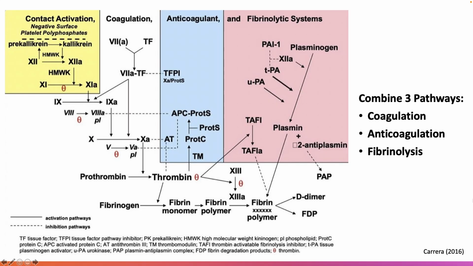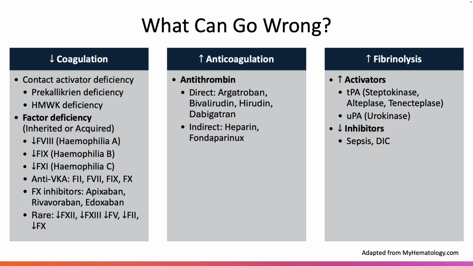So after having understood this, this is just an overview to combine everything that we have learned and recap so far in a general diagram. So after understanding the coagulation, the anticoagulation and fibrinolysis, perhaps we will start to realize what can go wrong. Let's say a patient is having bleeding.